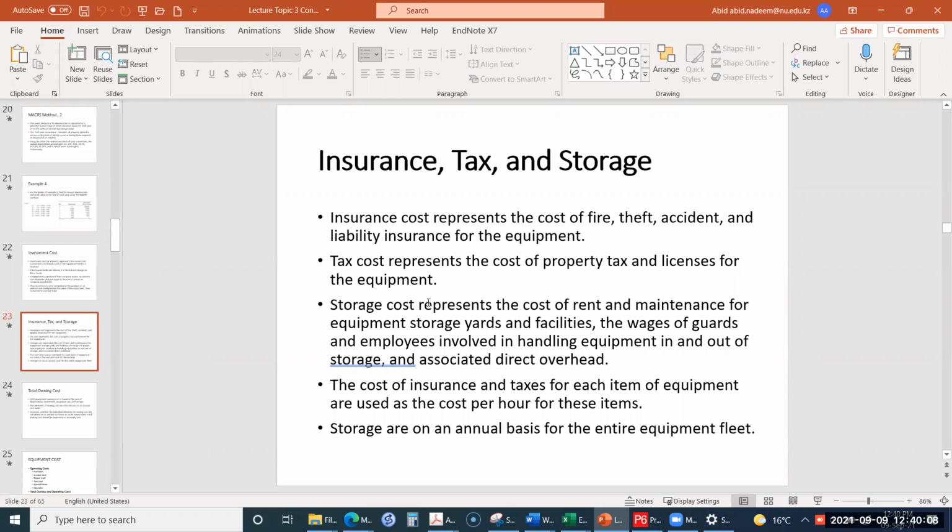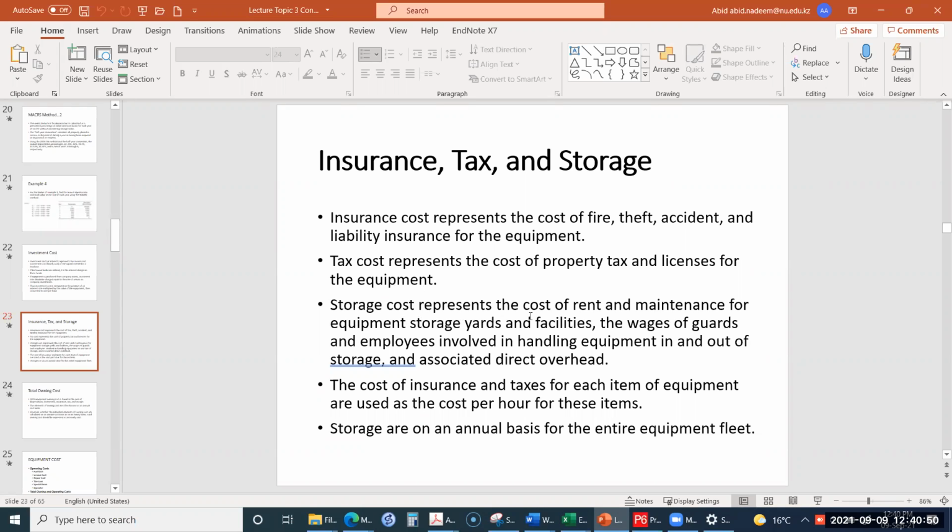for owning the equipment. Then tax cost represents the cost of property tax and licenses for the equipment. For various types of equipment, we may need some license to operate it. We may also need to pay some sales tax, or in other cases, some property tax on the equipment. So these are also costs. Of course, we can know about these costs when we are actually purchasing the equipment, and then we can find what these costs really are. But later on, I think there are some ways to also estimate them.